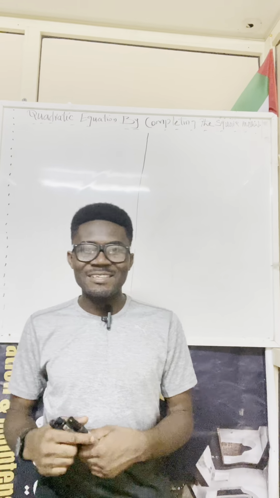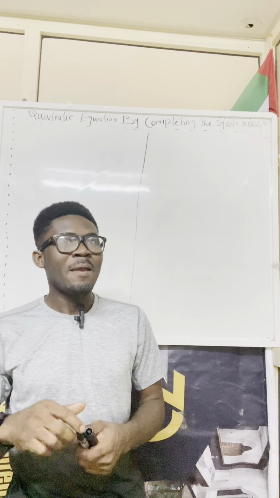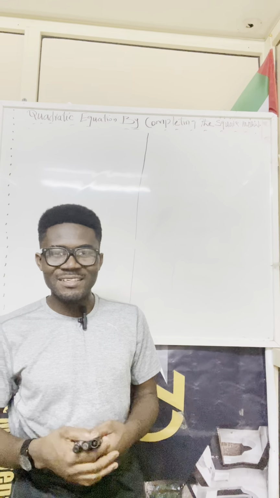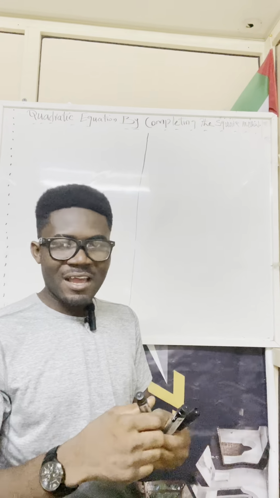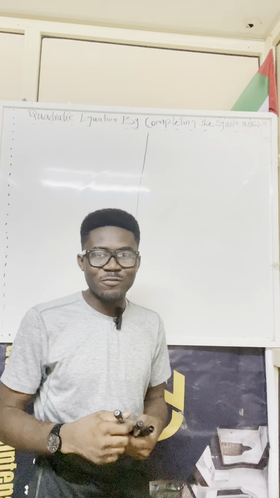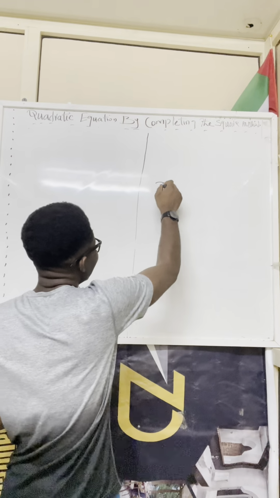So previously I've been discussing quadratic equations using the factorization method, and in my last video I used the completing the square method, with an equation in which the coefficient of x squared is not unit, which is not 1. I used 3 as an example.